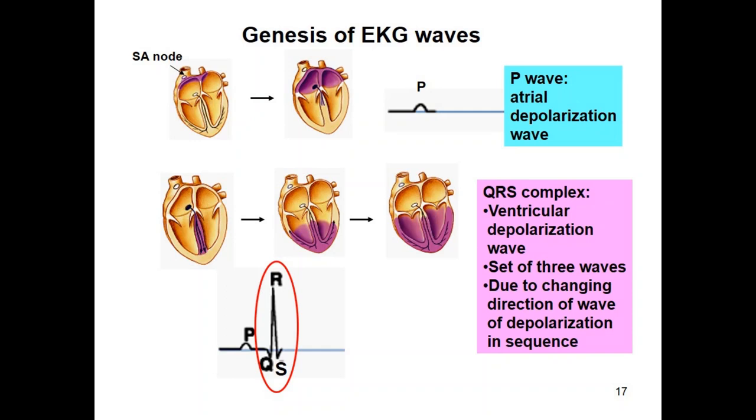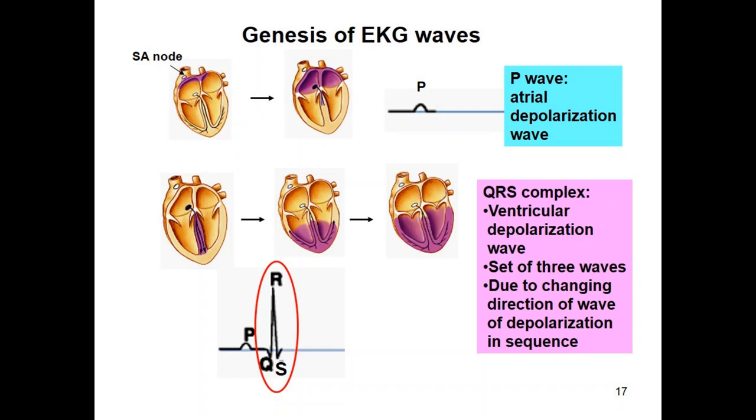Why do you get these inward and upright waves in sequence like this? This is because of the changing direction of the wave of depolarization. Here we have to talk about the direction of the waves. Why do you get a positive wave at all? Why does it get a negative wave? This all depends on the placement of the electrode or the lead with respect to the spread of the impulse.